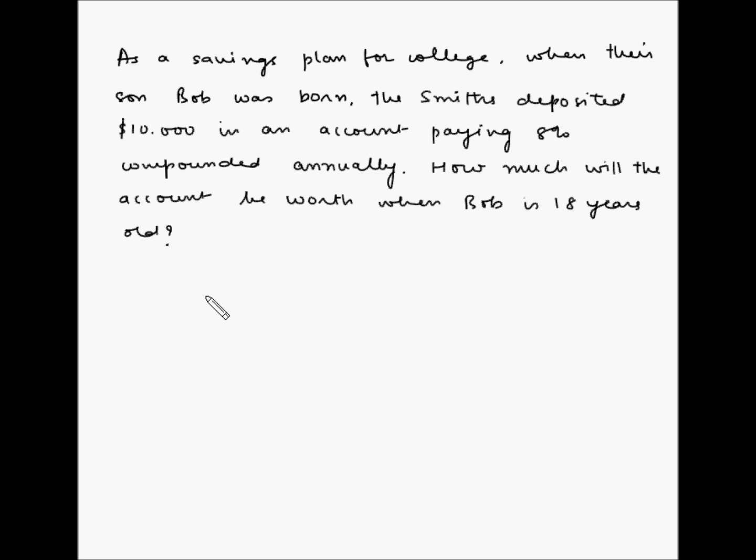So, when Bob was born, his parents decided to deposit an amount of $10,000 in a savings account for his future, so that when he is 18 years old, they get the amount and they can use that for his education. So the amount basically has been deposited for a period of 18 years.